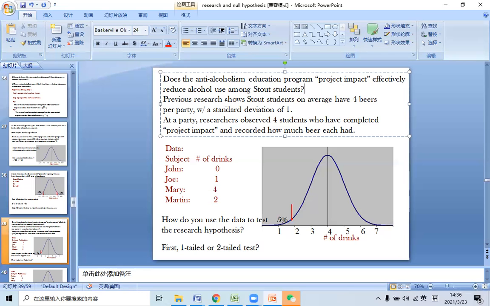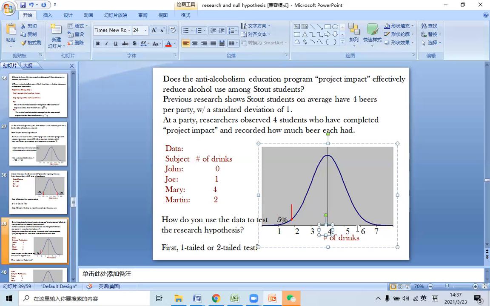Suppose you know that on average, college students have 4 beers per party. Standard deviation is 1. The average is 4 beers per party. Standard deviation is 1. 1 standard deviation above the mean would be 5. 2 standard deviations above the mean would be 6. And that's what you know.